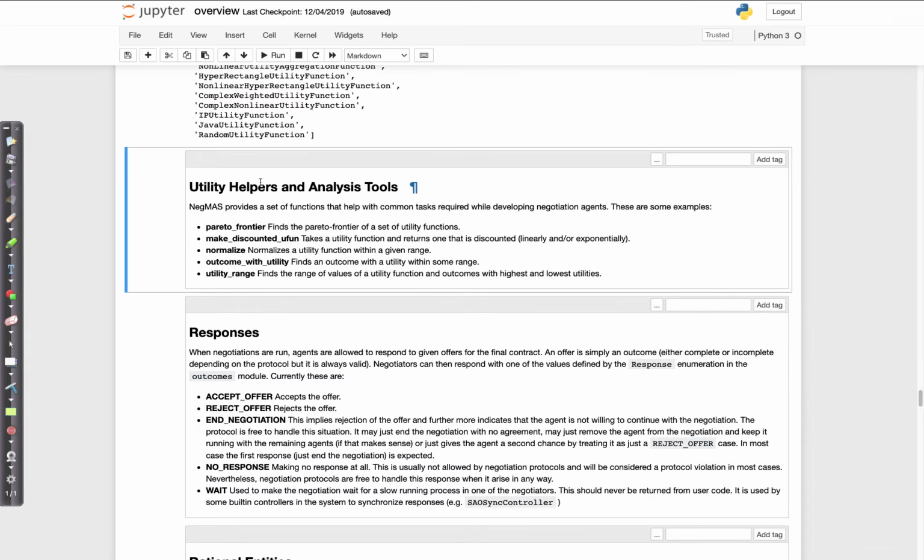And there are some tools available to help you understand your utility space. If you remember the figure we showed with the two utility functions in X and Y, you can draw this figure for any given two utility functions or for any given negotiation. There are methods to calculate the Pareto front, to create a discounted utility function, to normalize utility functions between 0 and 1, even to sample outcomes with a given utility from a utility function, or to calculate the range of a utility function, the minimum and maximum.